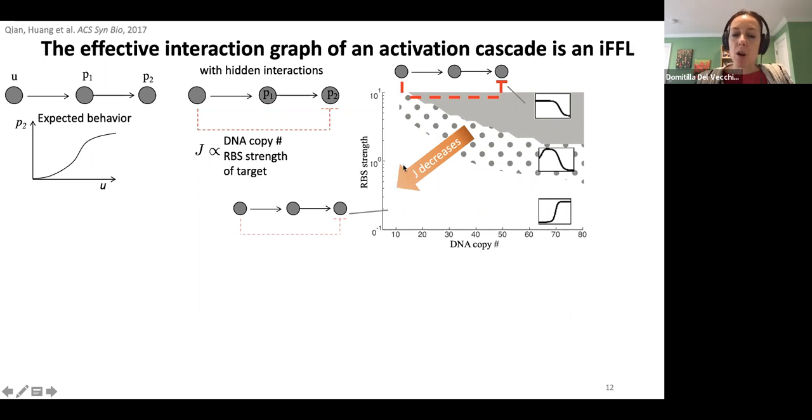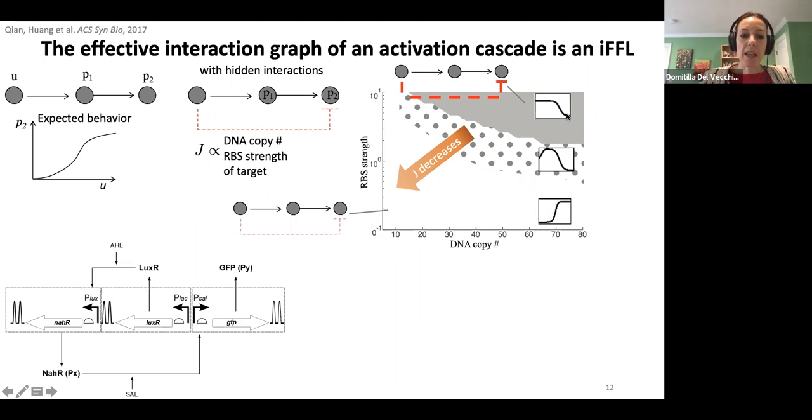J small means essentially no resource competition, so we are working in this regime of the parameter space. This interaction, the red one, is really weak. In the top right, it's the opposite extreme. The resource demand coefficient is really high, and resource competition should be dominating the behavior of the system. So we created a library of cascades where we could tune the ribosome binding site strength and the copy number so that we could move in this parameter space.